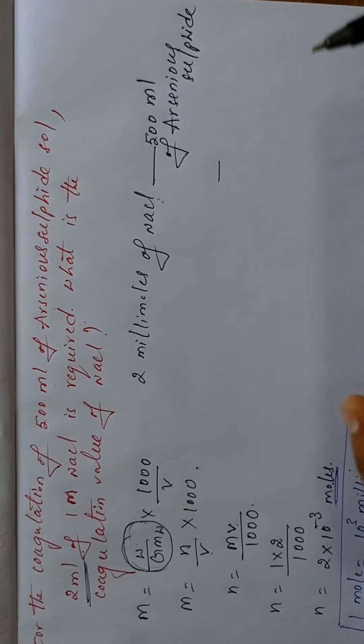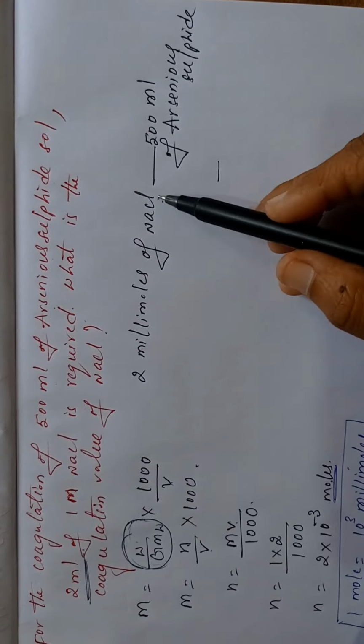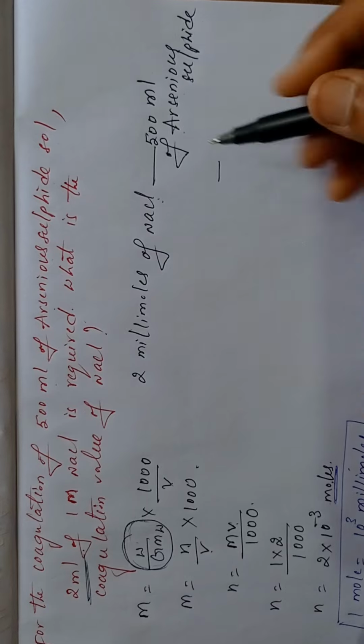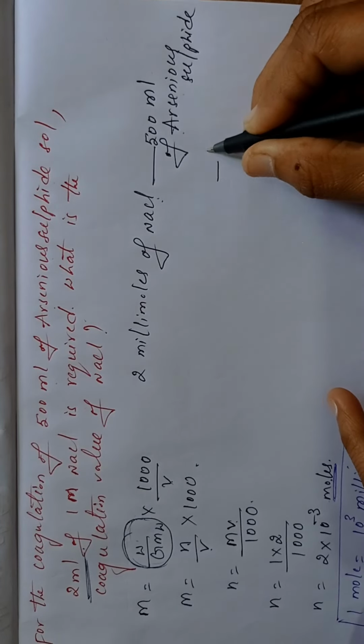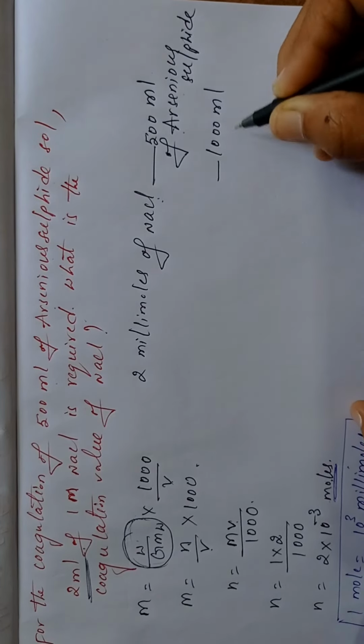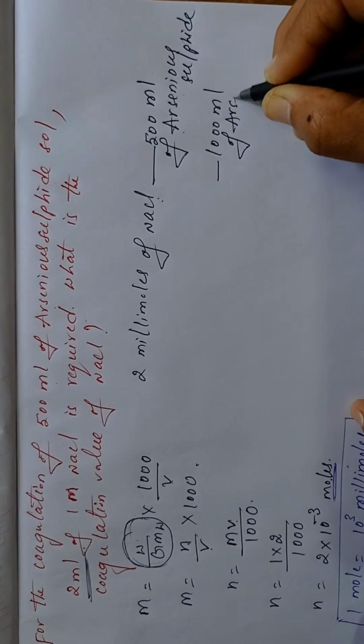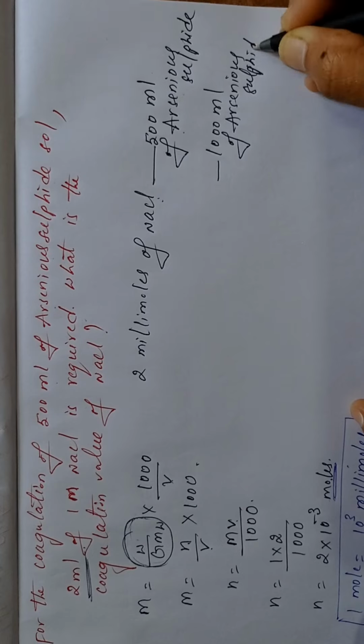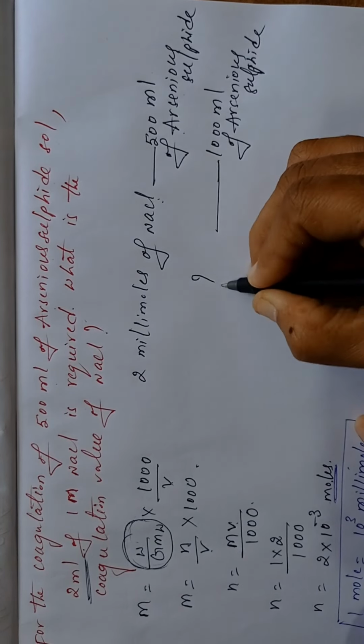That is the question. Now here 2 millimoles of NaCl is required for the coagulation of 500 ml of arsenious sulfide. Now I am taking 1 liter. 1 liter is nothing but 1000 ml. For the coagulation of 1000 ml of arsenious sulfide, how many millimoles of NaCl is required? That is the question, students.